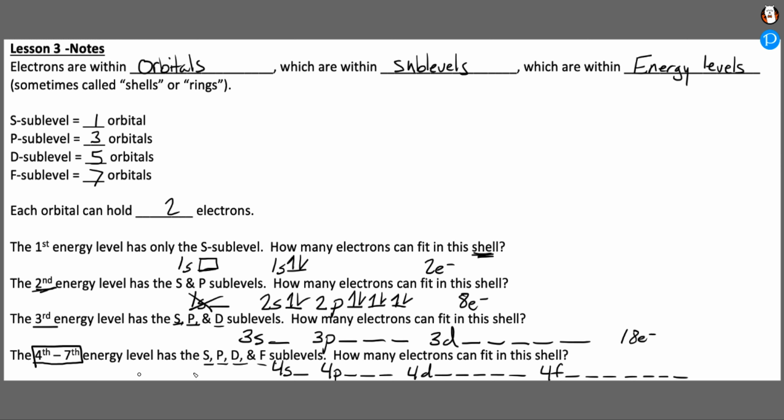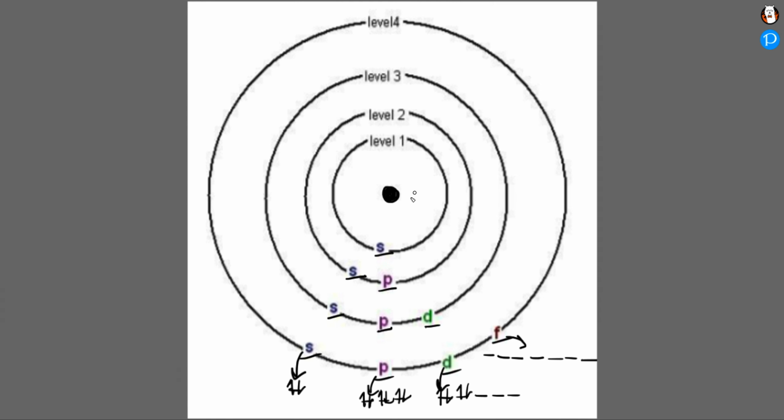So if I were to add up how many electrons I can fit, 2, 4, 6, 8, 10, 12, 14, 16, 18, 20, 22, 24, 26, 28, 30, and 32 total electrons that I could fit at the fourth energy level. So if we come back to this, the further we go out with each successive energy level, the more and more electrons that I can hold at each one.